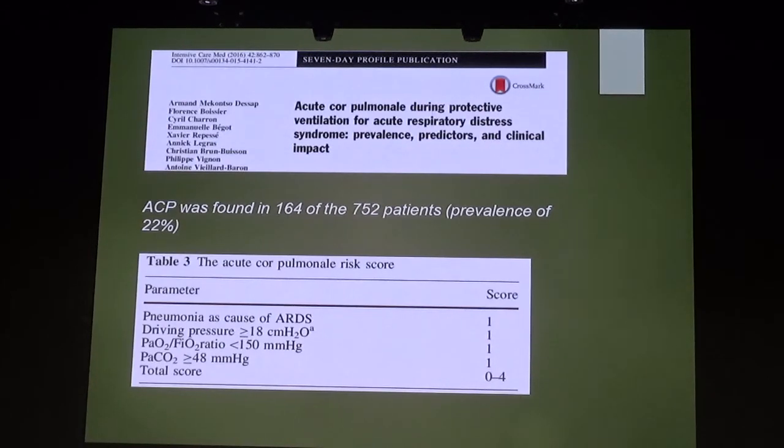They also built a score. These patients were more likely to have a pneumonia, to have a higher driving pressure, to have a lower oxygenation and a higher CO2. So summarizing this score, these were probably the most severe patients.